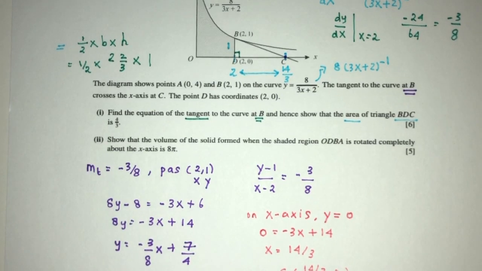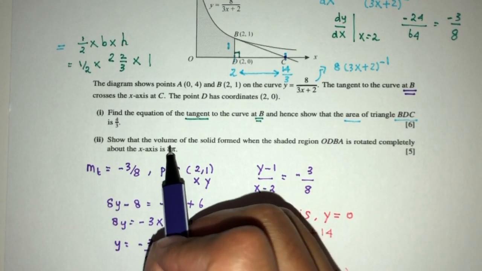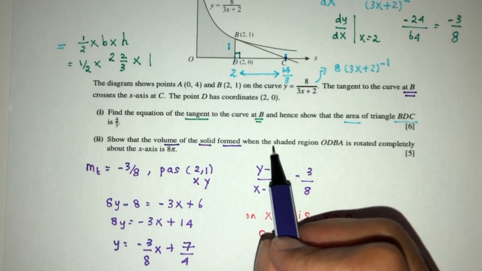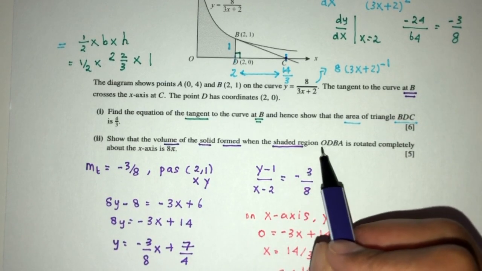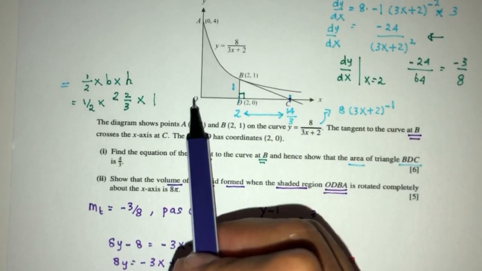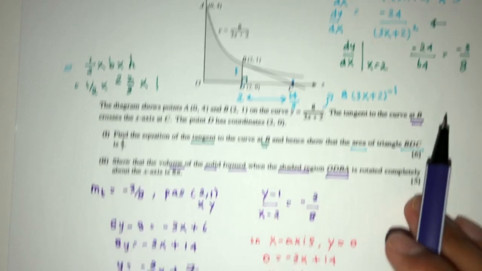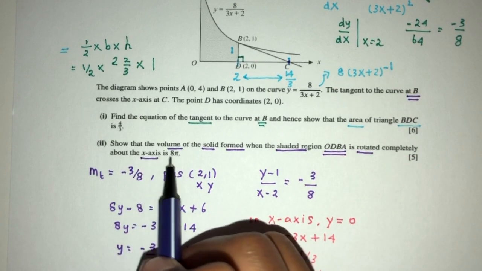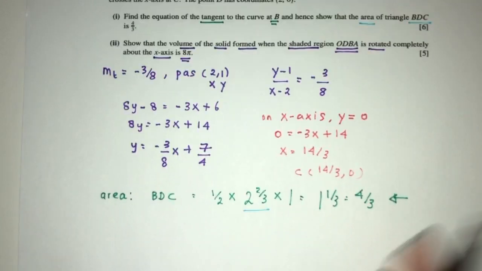Now for part 2, we have to show the volume of the solid formed when the shaded region ODBA is rotated completely about the x-axis. So how would you find volume?